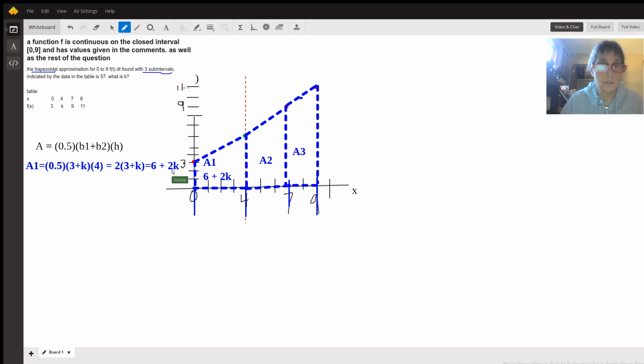Okay, now let's find area 2. Area 2 is going to be 1/2 times base 1, which is k, plus base 2, and at 7, this thing is up to 9, times the height, which is the distance between the bases, which is 3. And so that equals 3 times 1/2 is 1.5 times k.